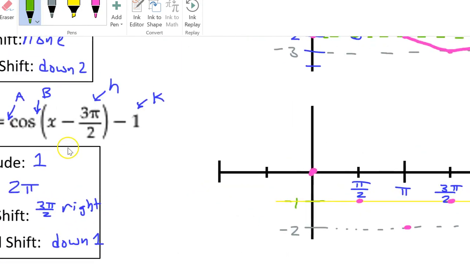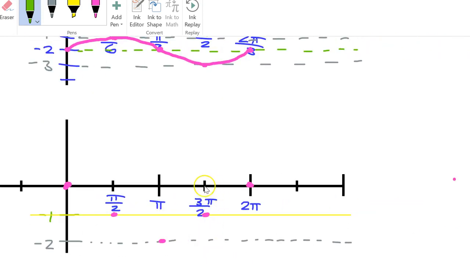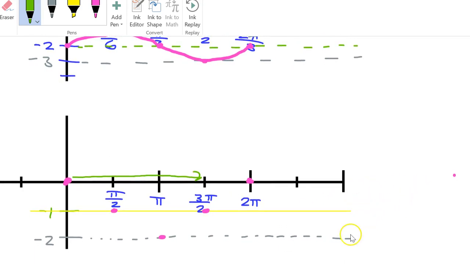Okay, but there is a phase shift. That's 3 pi over 2 to the right. Now, that's going to be a pretty big phase shift. Now look at this. Notice that 3 pi over 2 is here. That means when we do this phase shift, each point is going to be moved this far to the right. That is 3 full spaces to the right. So I'm not sure my line is even long enough for that. So to even do this, I'm going to have to stretch this out a bit.